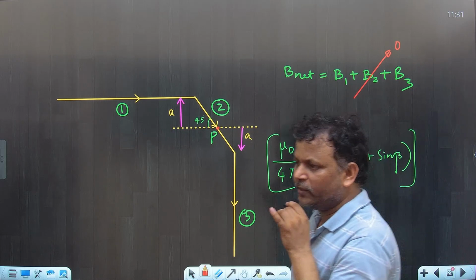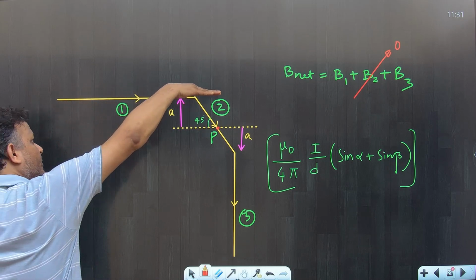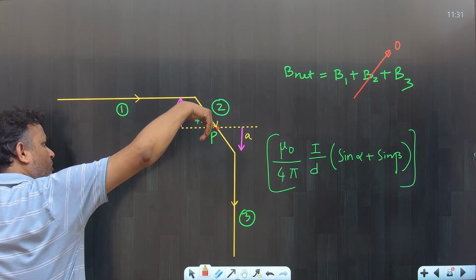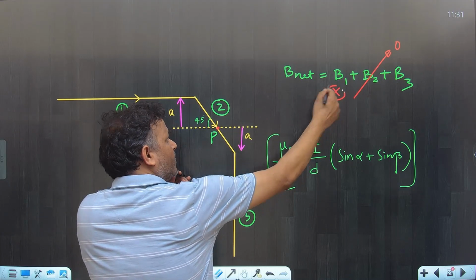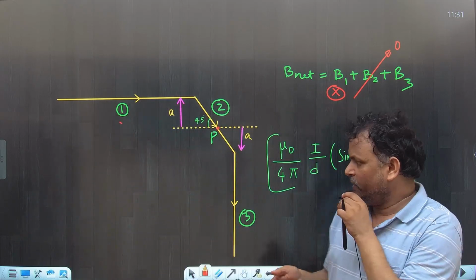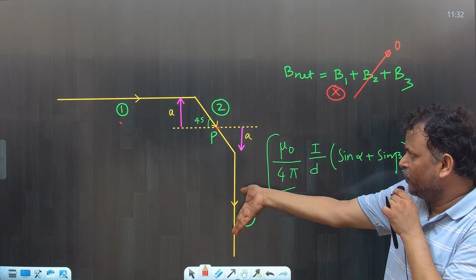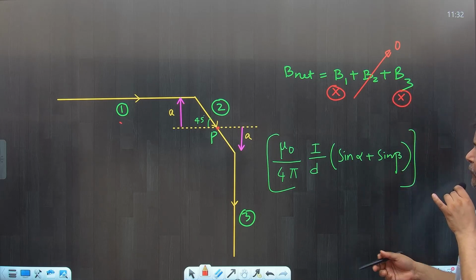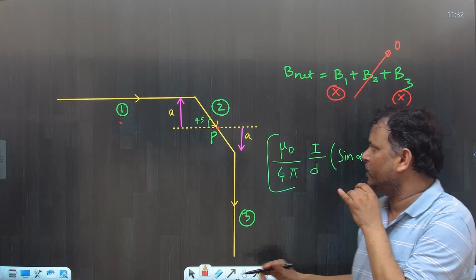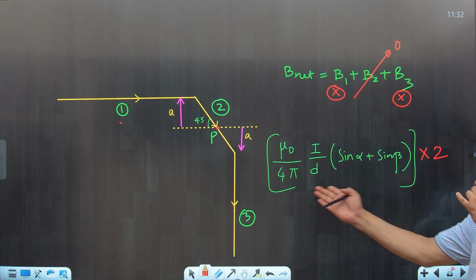Now let us see what the direction of the magnetic field at P is due to this part 1. You should keep your fingers along the sense of current and your palm towards P, your thumb goes inside. So due to part 1, the field is into the paper, and due to part 3, your fingers are along the sense of current, your palm is towards P, thumb is inside, this is again inside. So what will you do? You just make the calculation for one wire and make it double, you will get the answer. So write down the same formula.